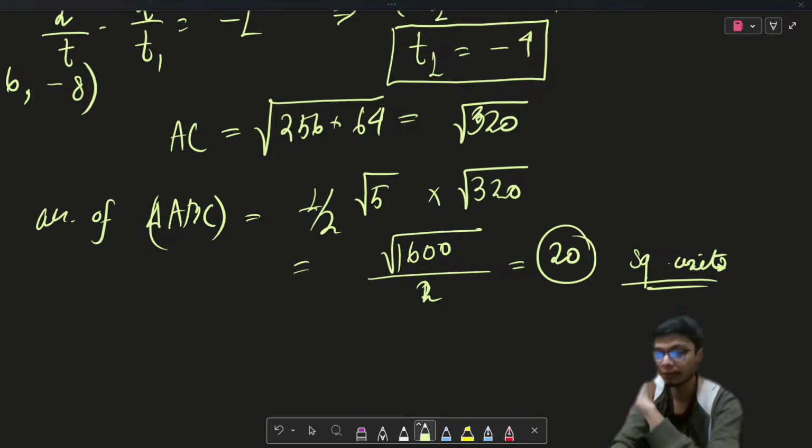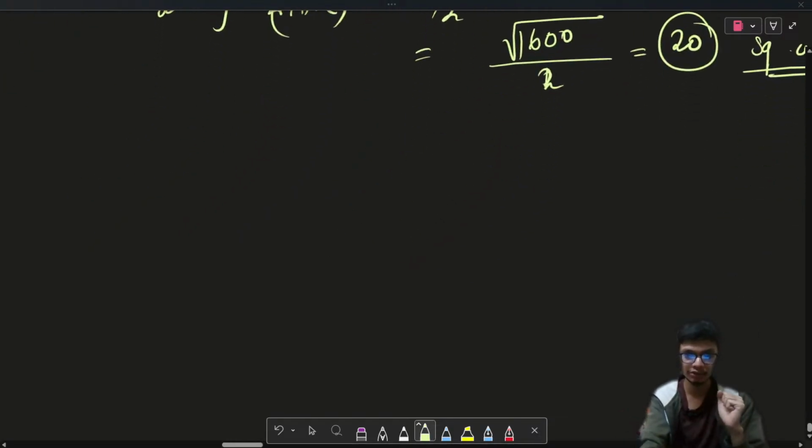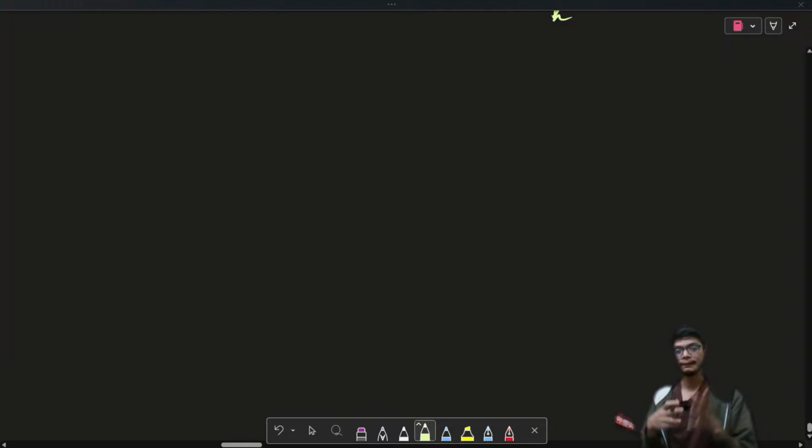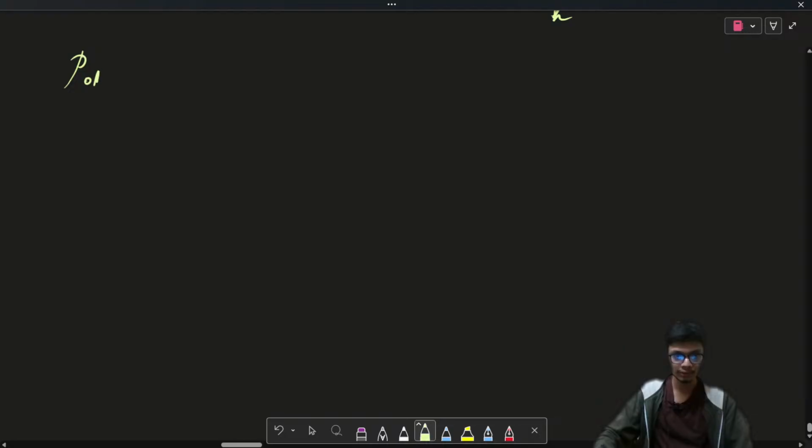Also, let us discuss another important concept, that is the position of a point with respect to the parabola. In the chapter of circles, we also discussed when a point lies inside the circle or outside the circle, and how we determine it using the parametric notation or the equation of the conics.